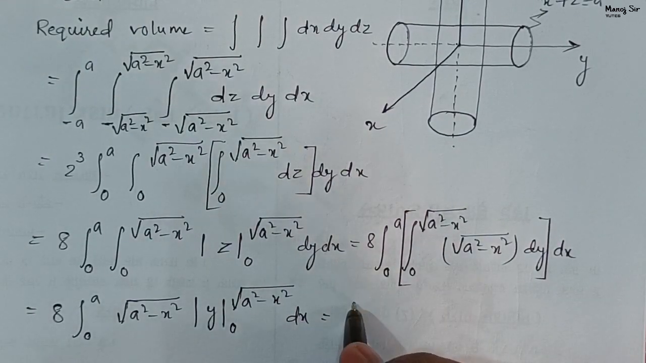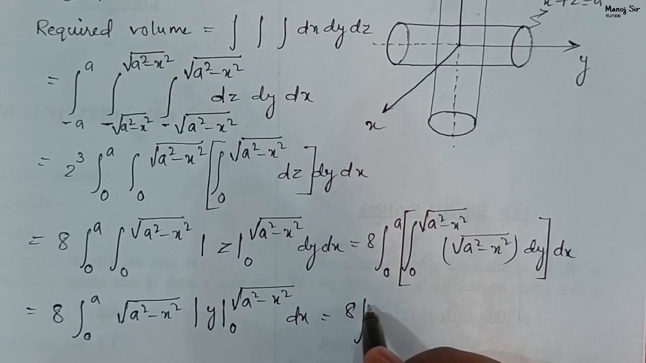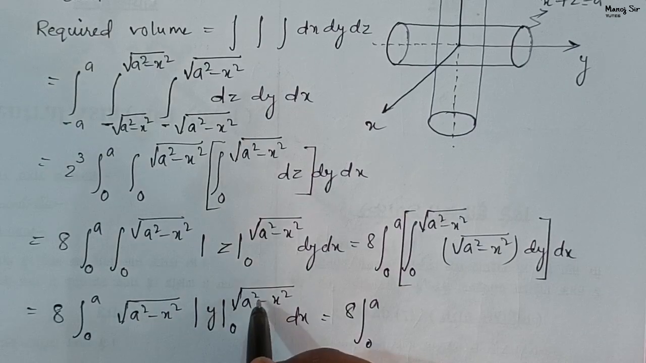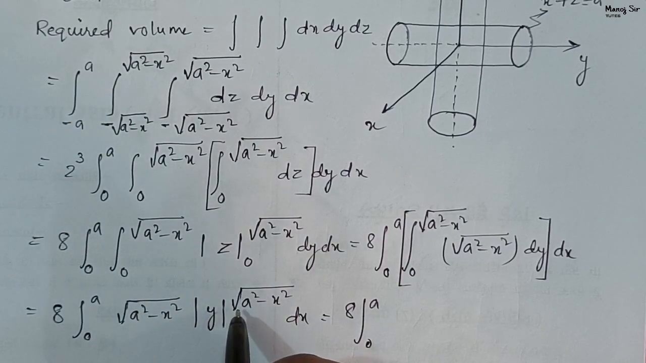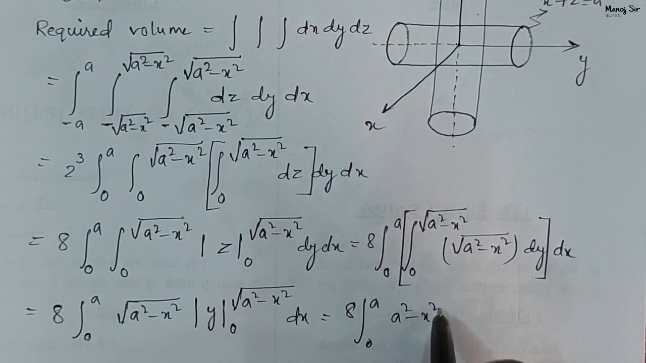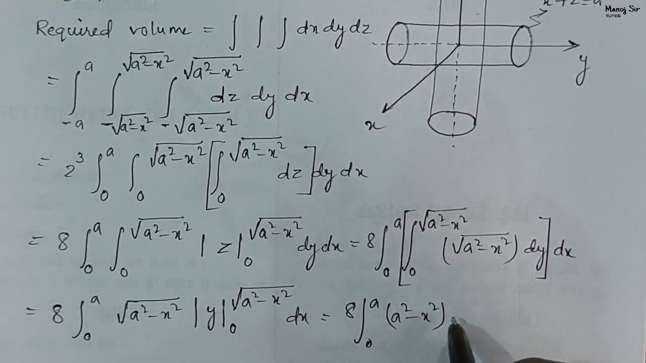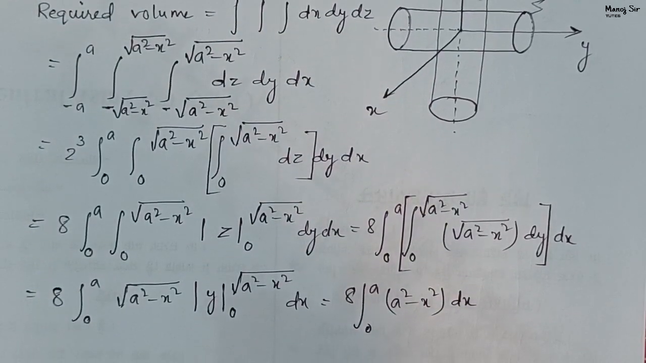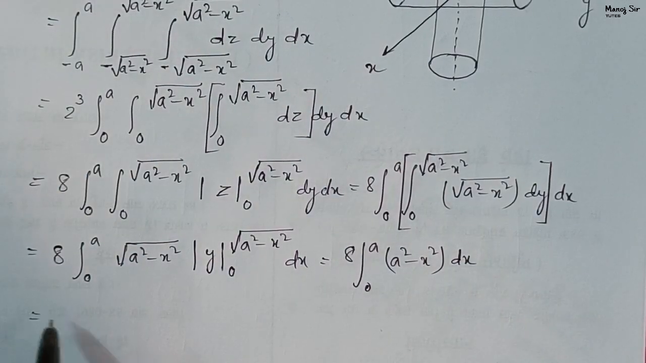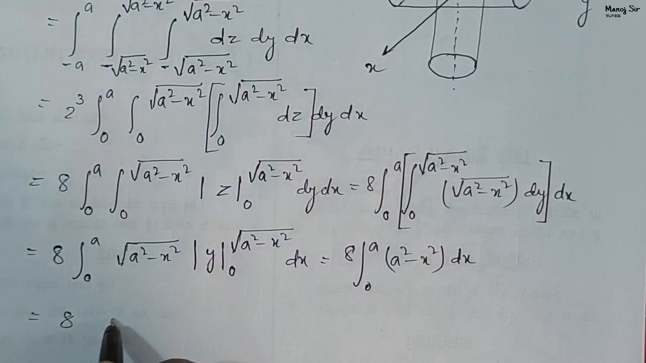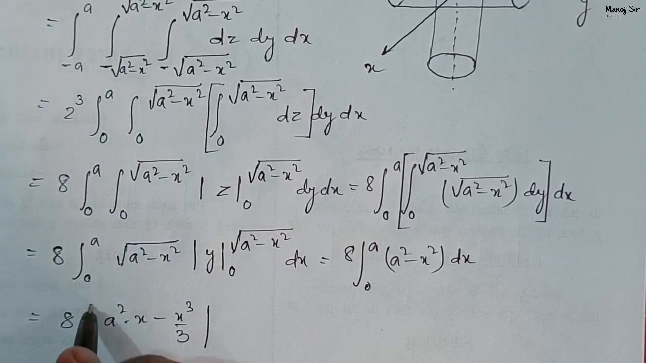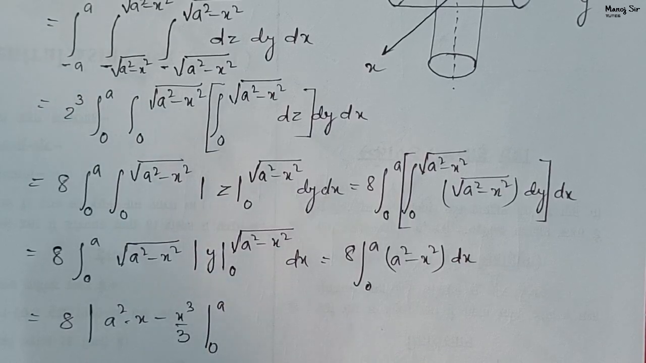Now again 8 integration 0 to a, here we have root of a square minus x square. On putting this upper limit here, this will become again root of a square minus x square. Multiplying both, you will get a square minus x square. Lower limit is 0, so no need to write that. Again, write here dx. Now we can integrate this with respect to x, whose limit goes from 0 to a. So this is 8 times a square x minus x cube upon 3. Limit goes from 0 to a.